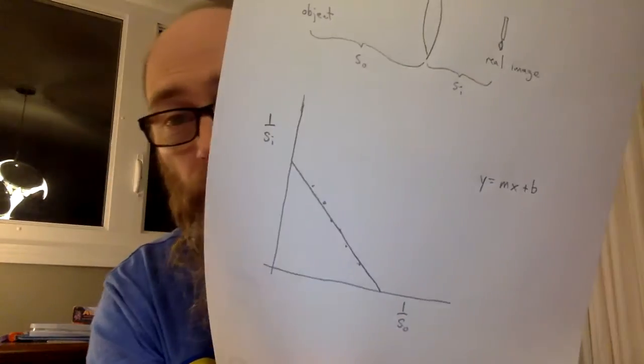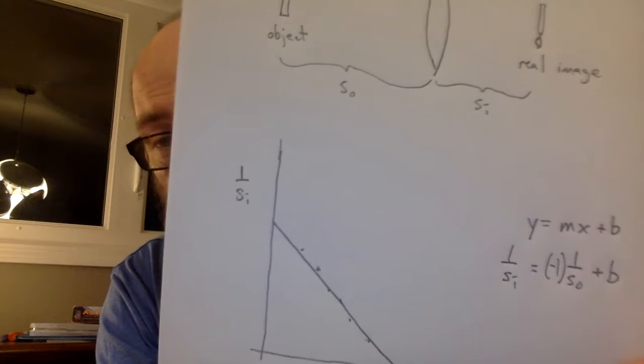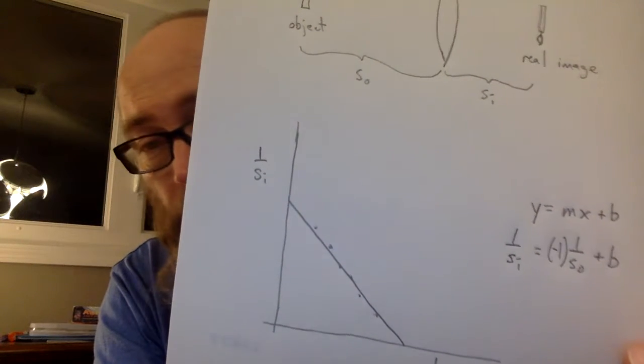Well, if you think about the equation of a line, let me write it down: y equals mx plus b. Well, what is y? Y is really 1 over SI. What is x? That is 1 over SO. And what is b? Well, I don't know what b is, but your slope should have been -1. So you should have had something that looks like this. Again, all I'm using is y equals mx plus b, and I'm just plugging in what I knew. And again, your slope should have been -1.